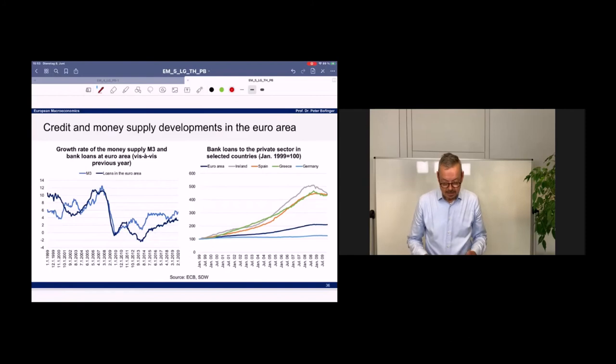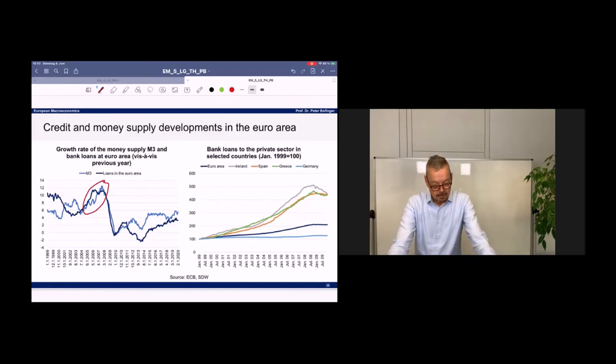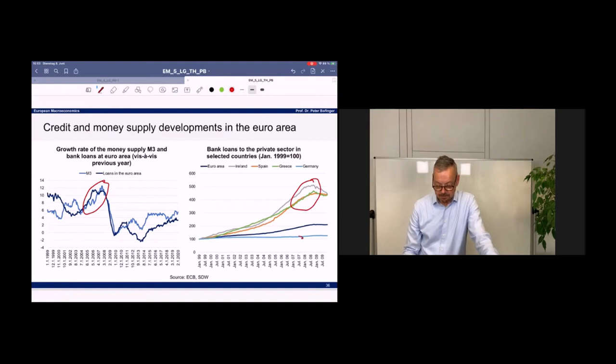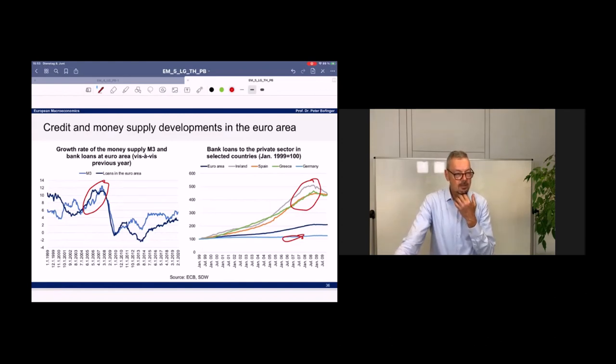So that's a problem of this one-dimensional approach. And I think I have shown you a similar chart, so one could see the enormous increase in loans in the euro area, which also led to an increase of the money stock. This increase in bank lending was concentrated in some member states, especially countries which had a lot of problems, Ireland, Spain, Greece, while in Germany, nothing happened. So there is a risk, if the central bank is one-dimensionally focused on price stability, that it really neglects what's happening in the financial system.